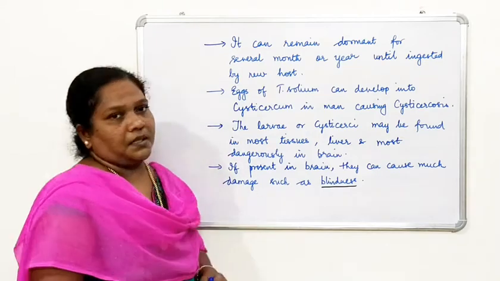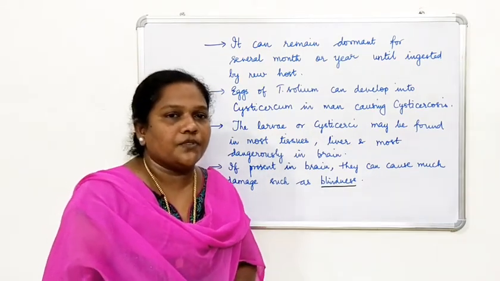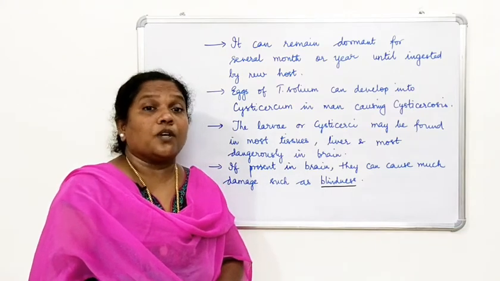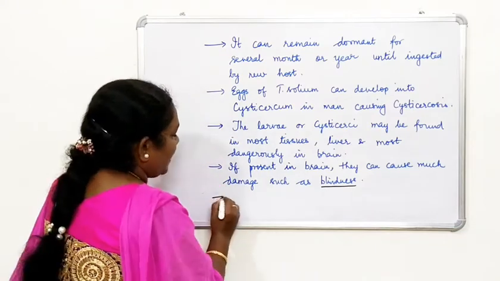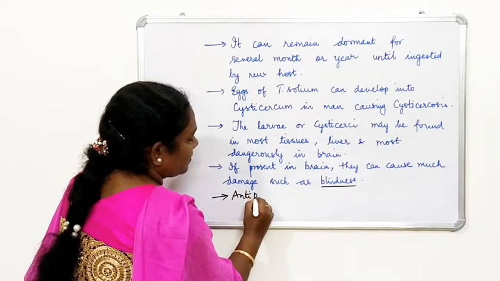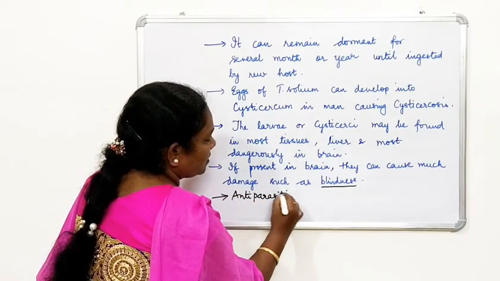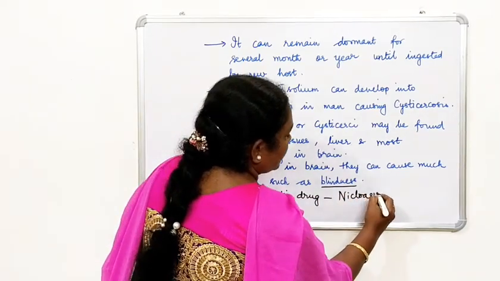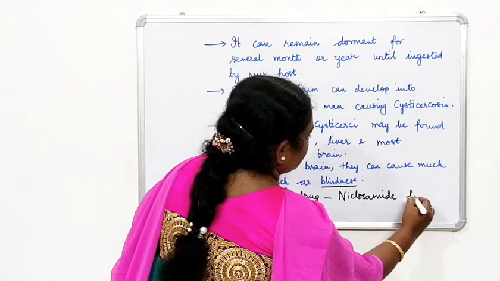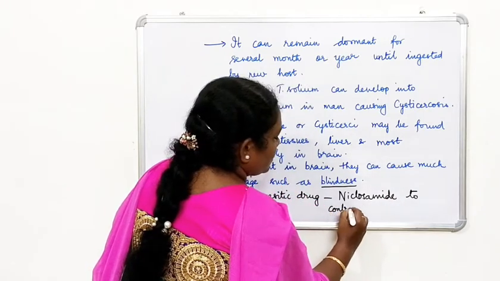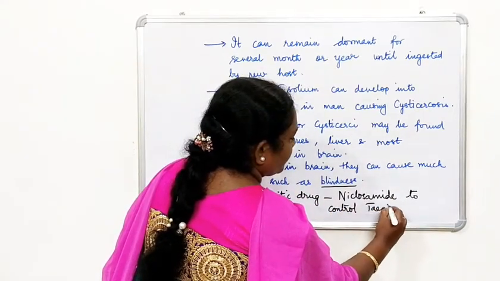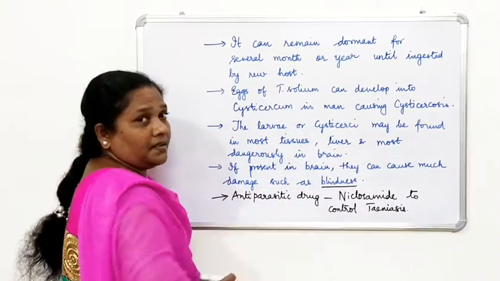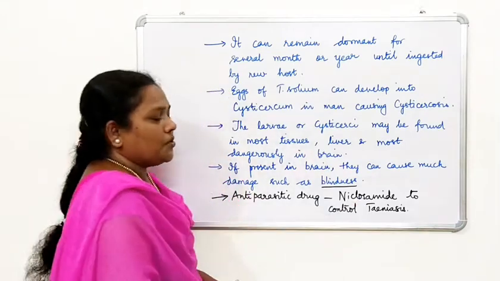And how can it be treated? One such drug used for the treatment here is niclosamide, an anti-parasitic drug, which is used to control Taeniasis. So what is that anti-parasitic drug? The drug called niclosamide, to control Taeniasis. It is used to control Taeniasis.